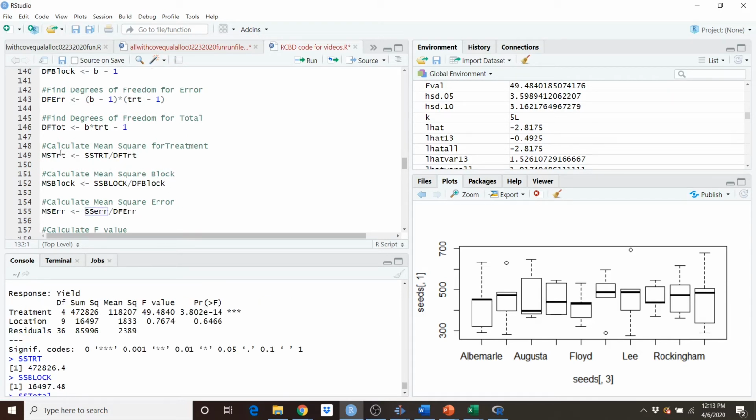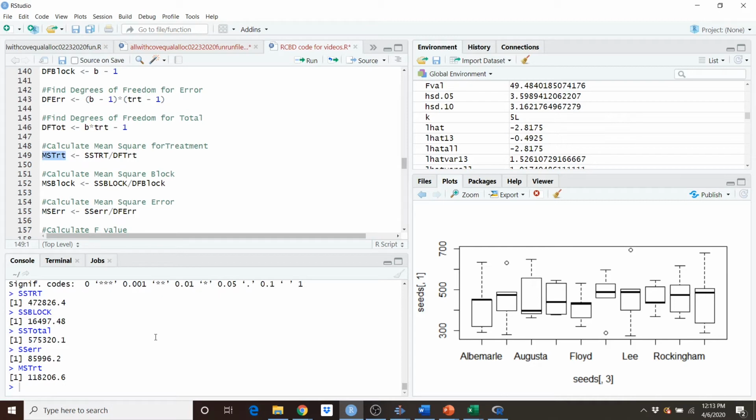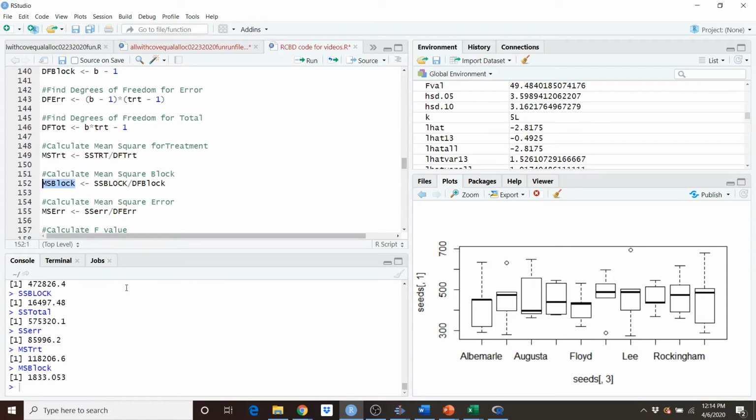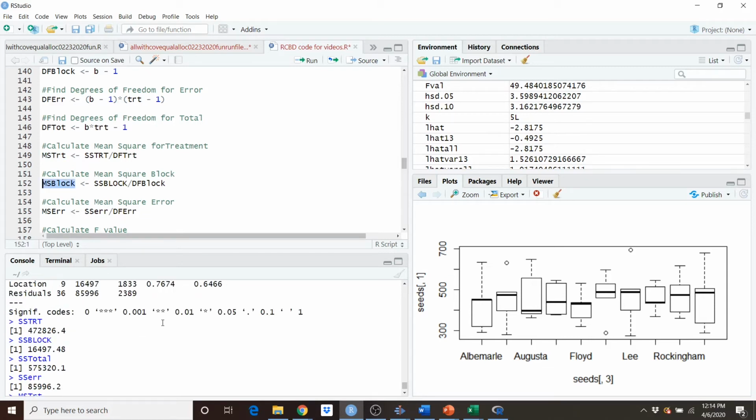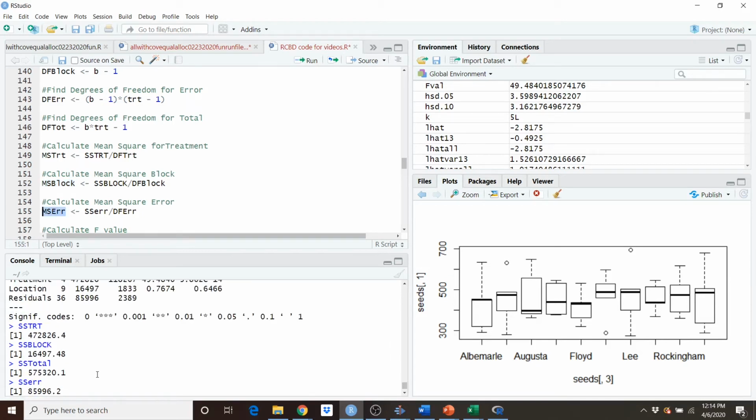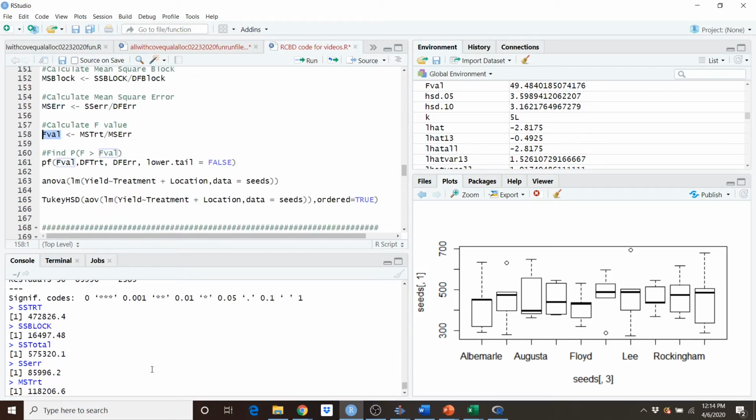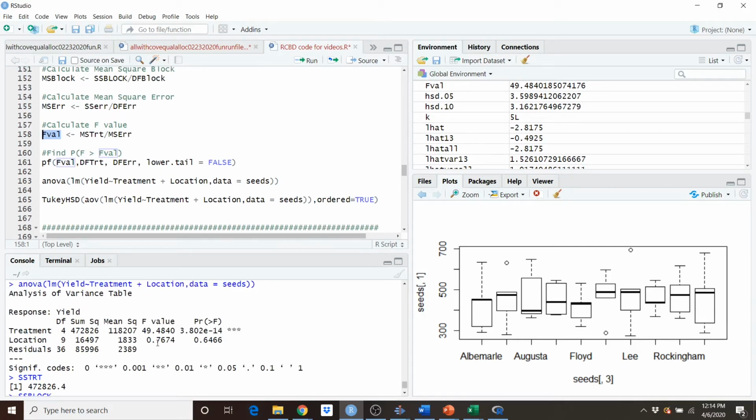Well, let's look at mean square treatment, 118,206.6, 118,207. Mean square block, 1,833.053, 1,833. Mean square error, 2,388.783, 2,389. Our F value for our treatment, 49.48402. Now notice, the ANOVA statement gives us an F value for our location.